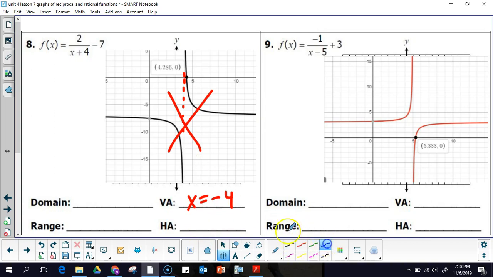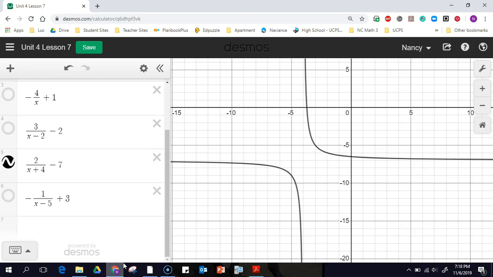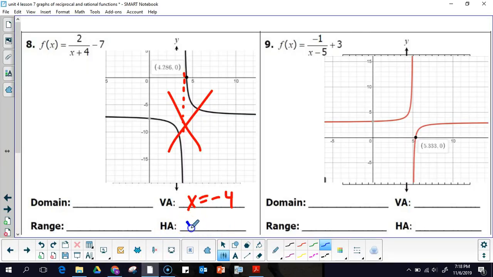And then the horizontal asymptote is, let's go back and look. It's at y equals -6. No, -7. That's 2 below the -5. Y equals -7. Domain x such that x does not equal -4. Range y such that y does not equal -7.